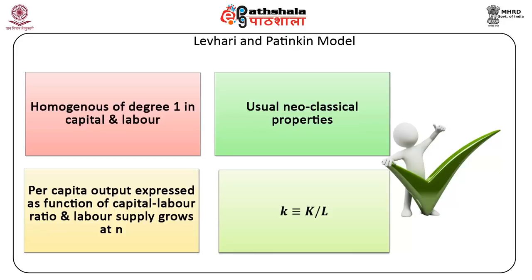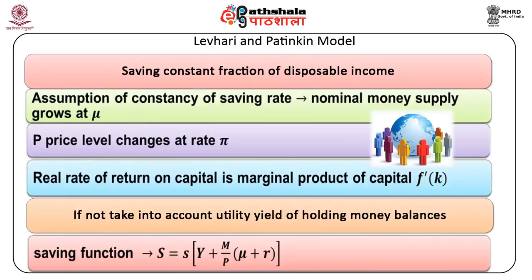The per capita output, that is Y/L, can therefore be expressed as a function of the capital-labor ratio k, where labor supply grows at a constant rate n, and k = K/L. Saving S is a constant fraction of disposable income. The assumption of constancy of saving rate can be related to nominal money supply, which grows at the rate mu, and P is the price level, which changes at the rate pi. The real rate of return on capital R is the marginal product of capital, that is f'(k).